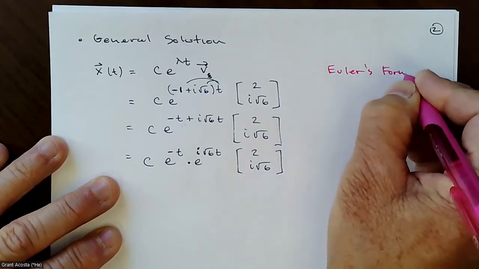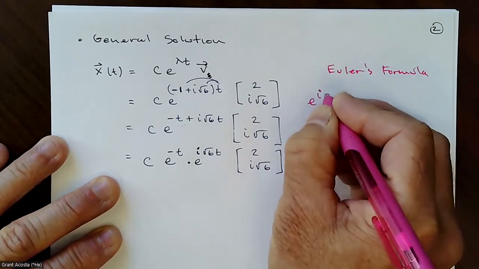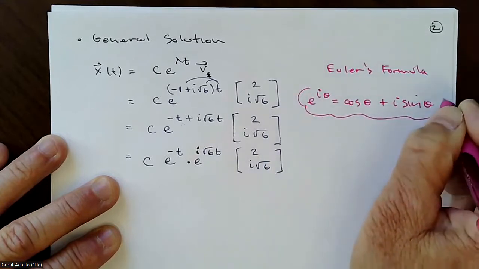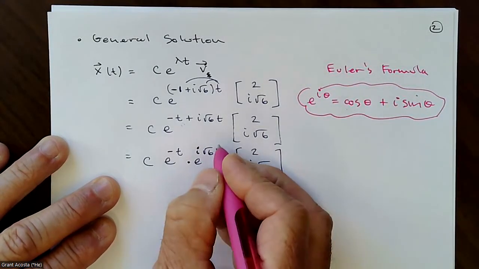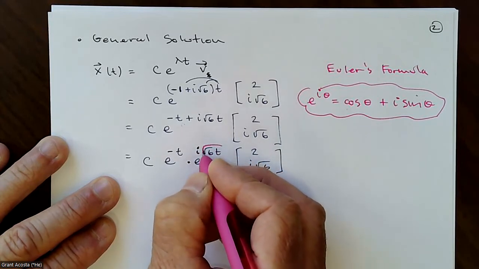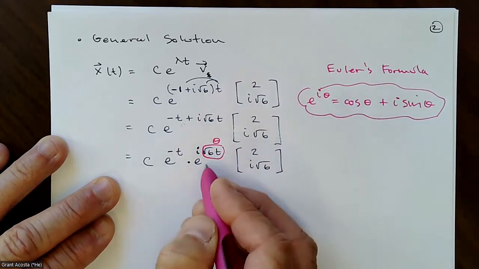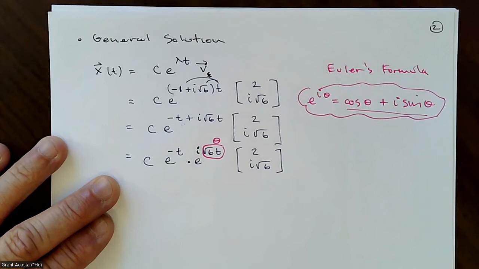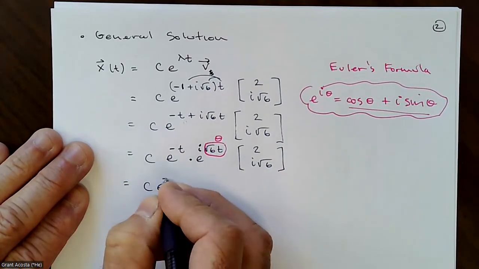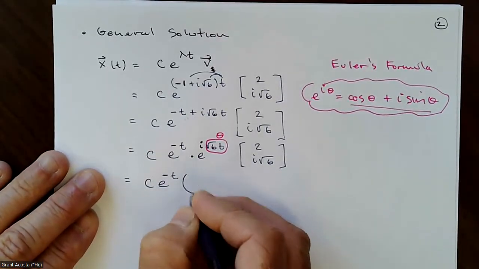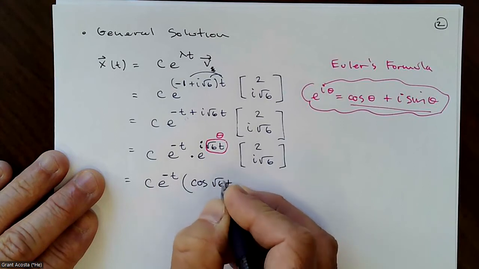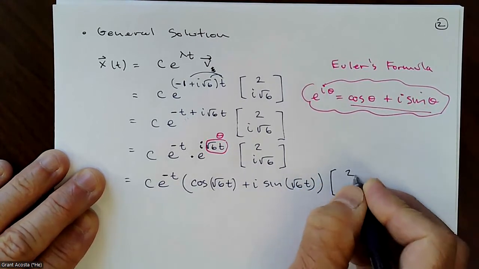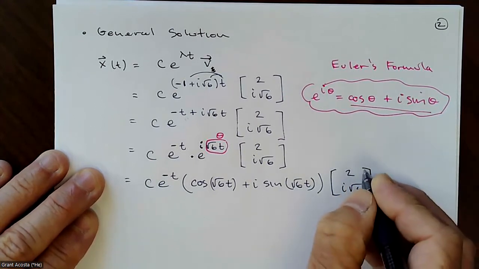Euler's formula says e to the i theta is equal to cosine theta plus i times the sine of theta. So if we match this up, I have e to the i root 6 t, so this is going to be my theta. That means I can replace e to the i times root 6 t with this, with theta being root 6 t. So it's going to look like this: c e to the negative t times cosine of root 6 t plus i sine of root 6 t times my eigenvector.